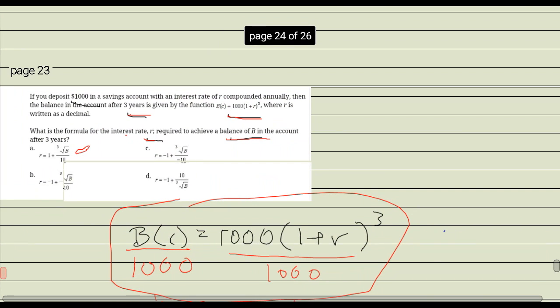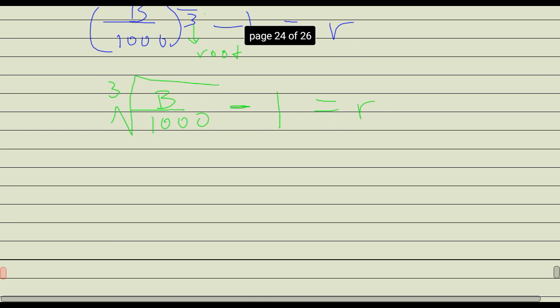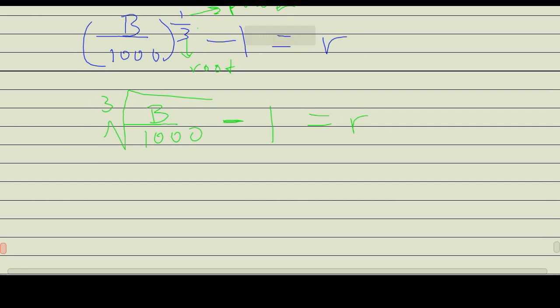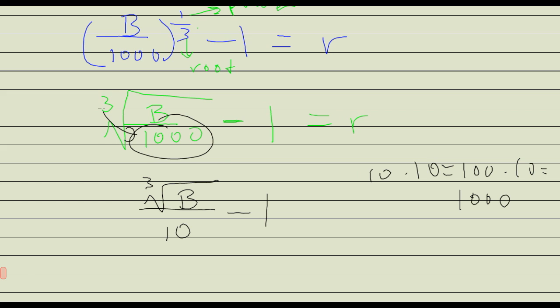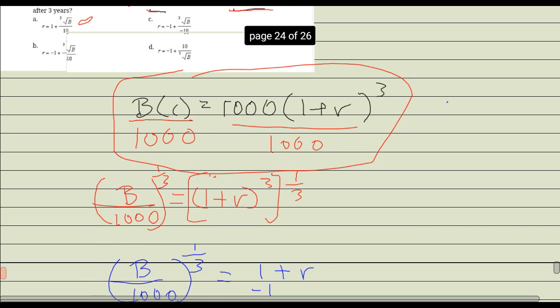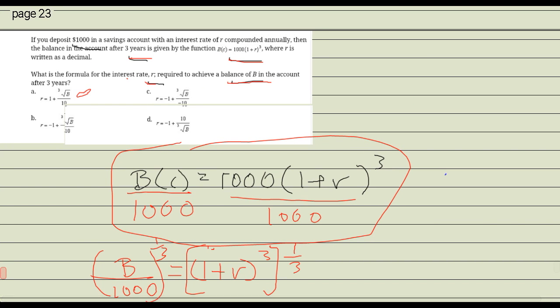So it's looking like, and what else they did too is the cube root of 1,000 is 10. So they did that too. I didn't see that. So now we just have the cube root of B over 10 minus 1. They actually applied this. The cube root, 10 times 10 is 100, times 10 is 1,000. So they actually applied this. So let's go back up and see it again. Looks like the answer actually is the cube root of B over 10 minus 1.